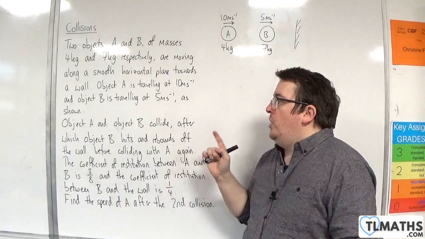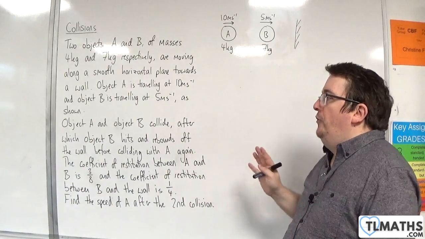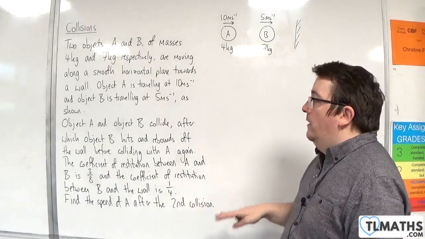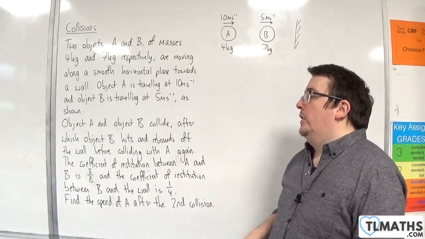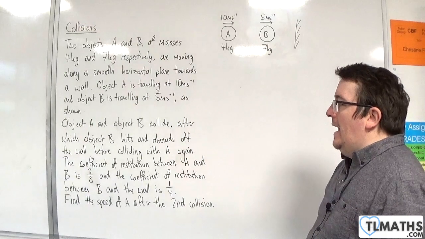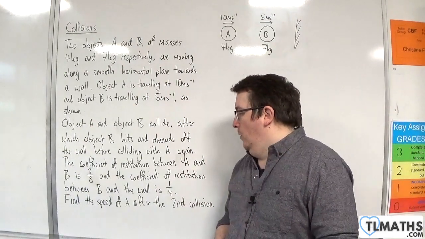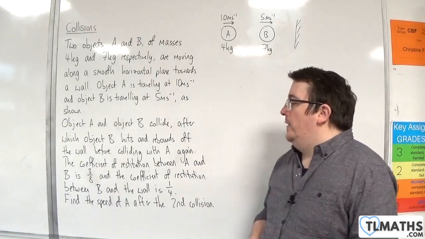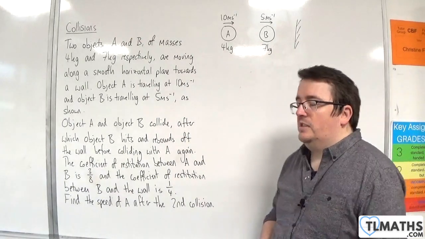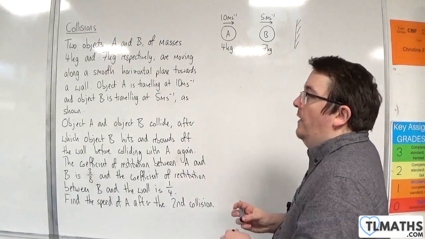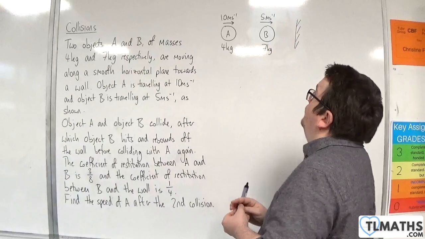Object A and object B collide, after which object B hits and rebounds off the wall before colliding with A again. The coefficient of restitution between A and B is 3/8 and the coefficient of restitution between B and the wall is 1/4. Find the speed of A after the second collision. Okay, so we're going to have to do this in a few pieces.